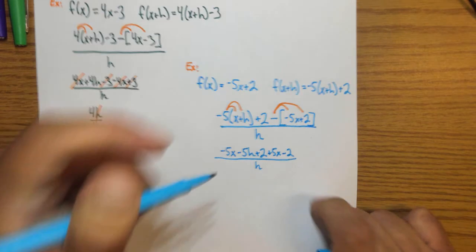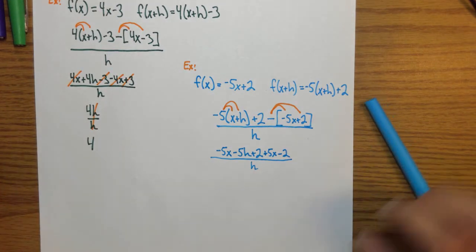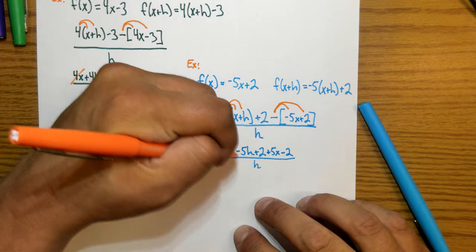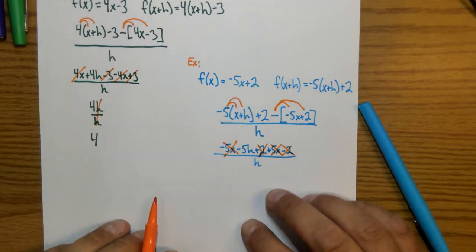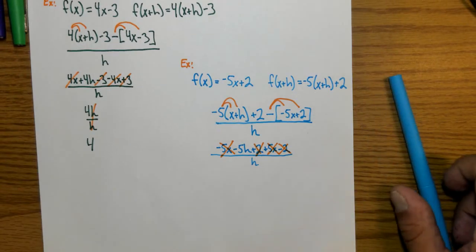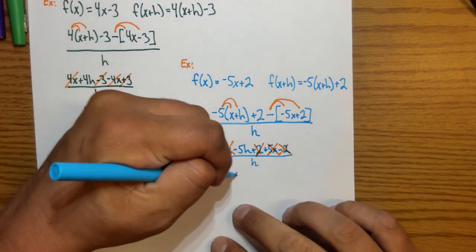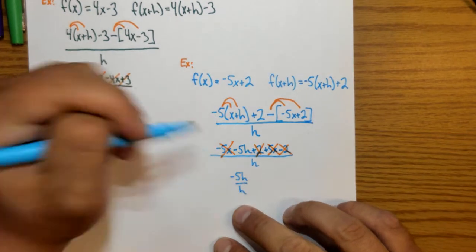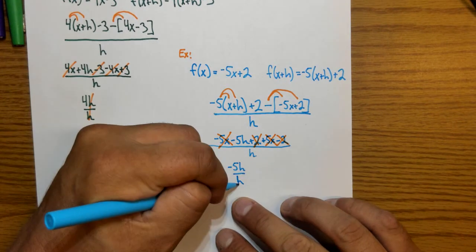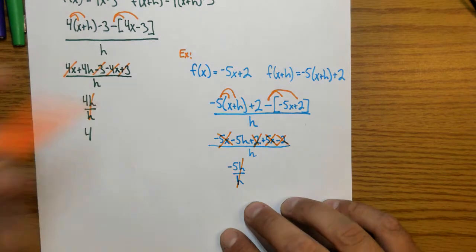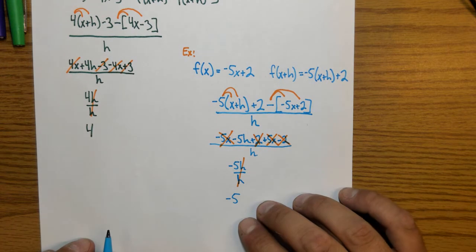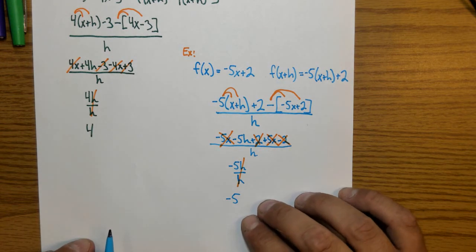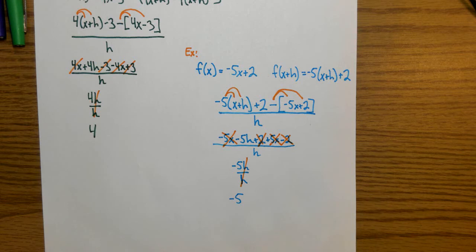And again, you'll see we have a lot of stuff that cancels out here. So I have a minus 5x and a plus 5x. I have a plus 2 and a negative 2. So all I'm left with is negative 5h over h. And again, we know that since these are both factors, we can cancel our h's out. So we're left with negative 5. All right? So that's all we need to do for the difference quotient. Just plug it in and simplify.